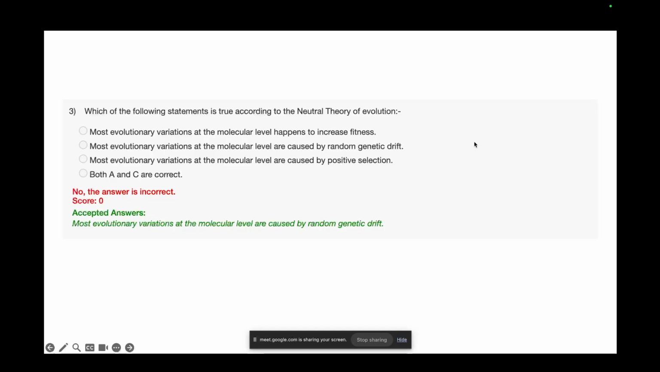Okay, it is caused by random drift. It's a purely random process. Positive selection will happen after the mutations have occurred. So at the molecular level, after the mutations have occurred, then the selection will be happening. Positive selection will not induce these mutations. So the third option is not correct. Second is correct. Right.